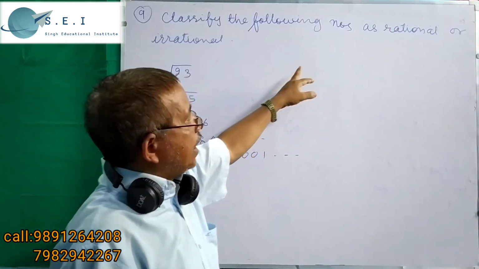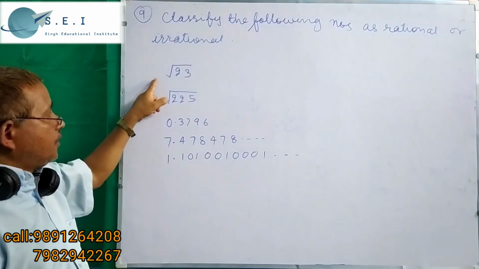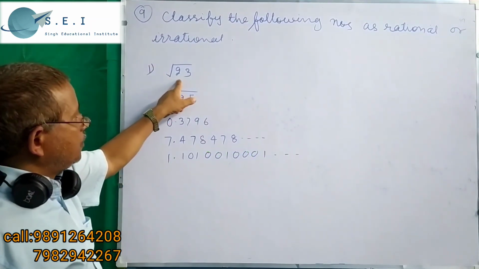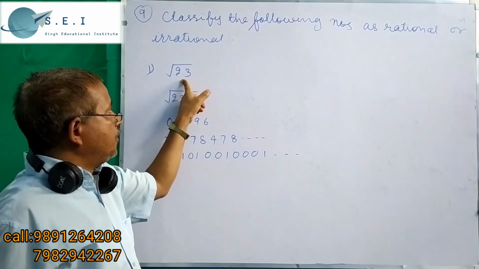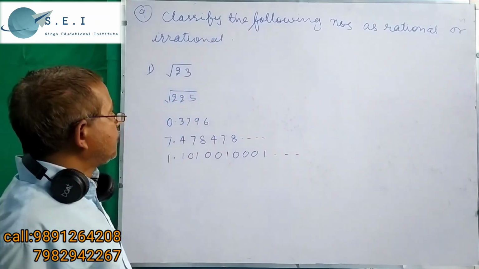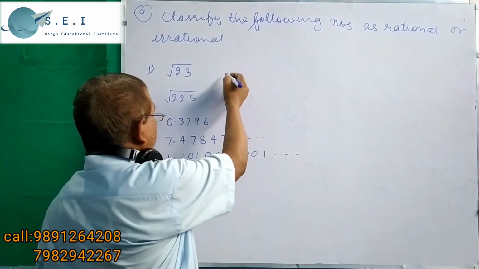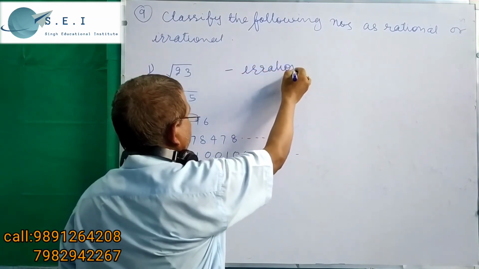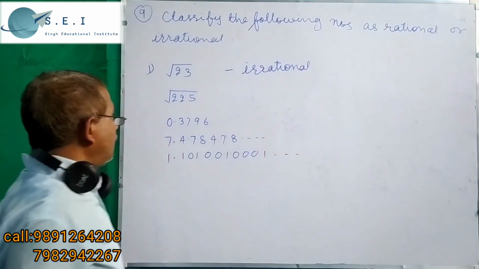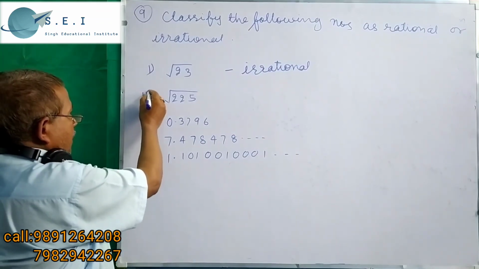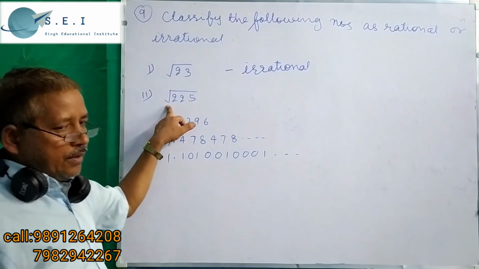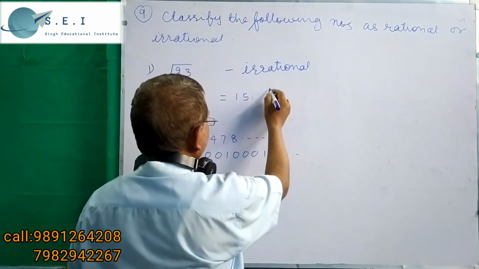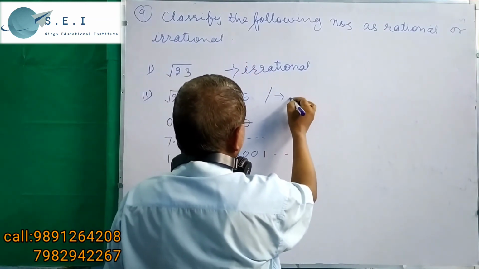Classify the following numbers as rational or irrational. First is root under 23. This 23 is not a perfect square. It means we cannot find its square root exactly. So this is an irrational number. Question number 2. 225. It is a perfect square and the square root of 225 is 15. Therefore, this is a rational number.